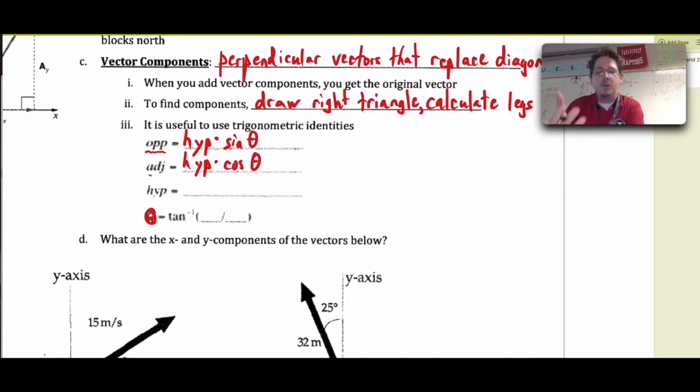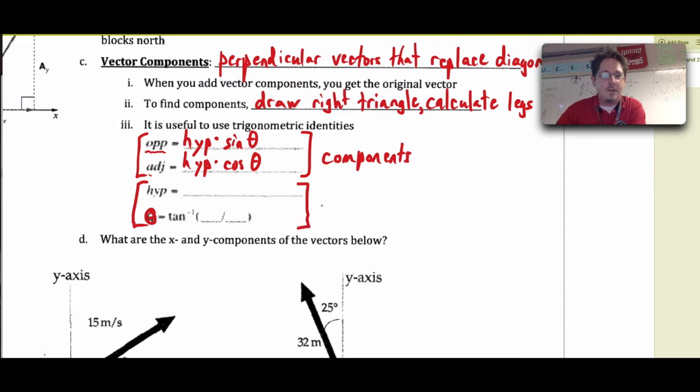So there's nothing wrong if you want to set up your triangles and solve from the original SOHCAHTOA equations, but we use these so very often to find our components that it's worth memorizing these to work with. Now, to go in reverse, sometimes we need to find the hypotenuse and the angle. In other words, this is getting back to a diagonal vector.